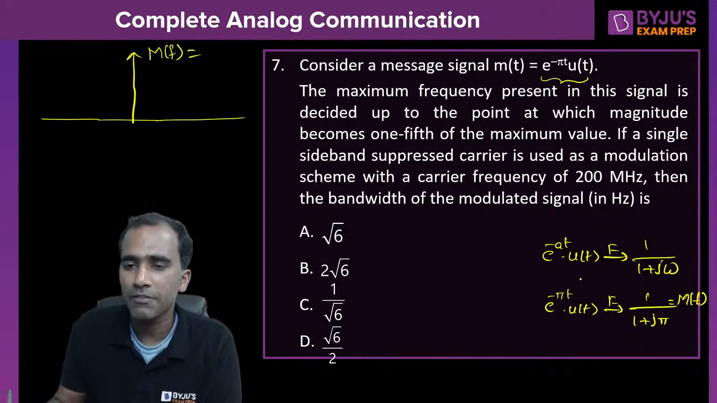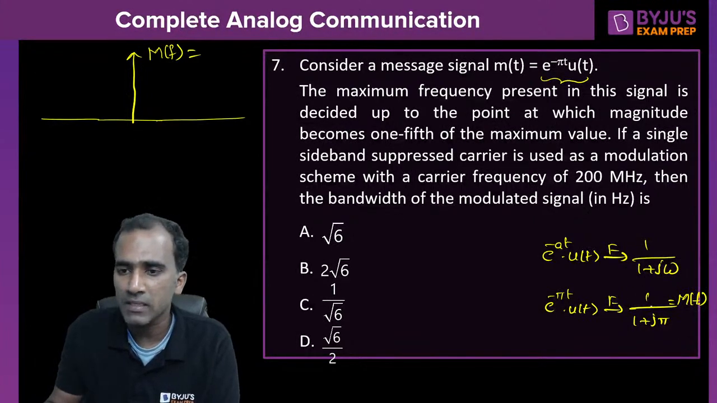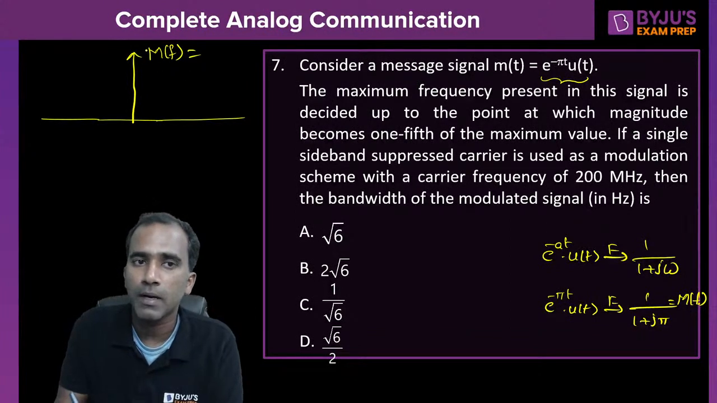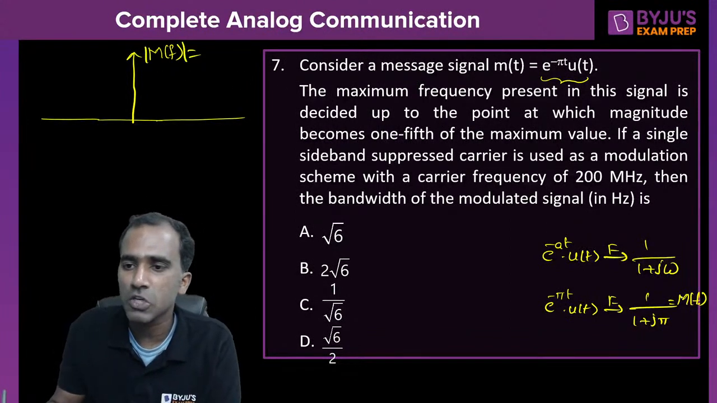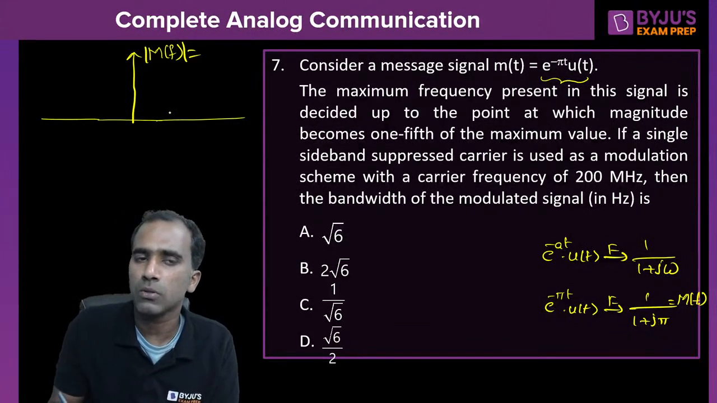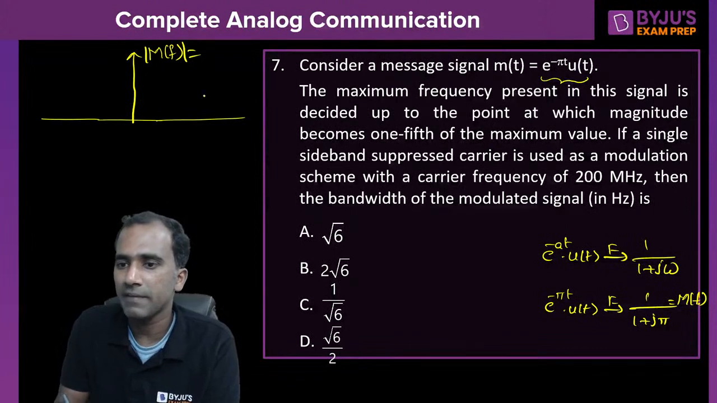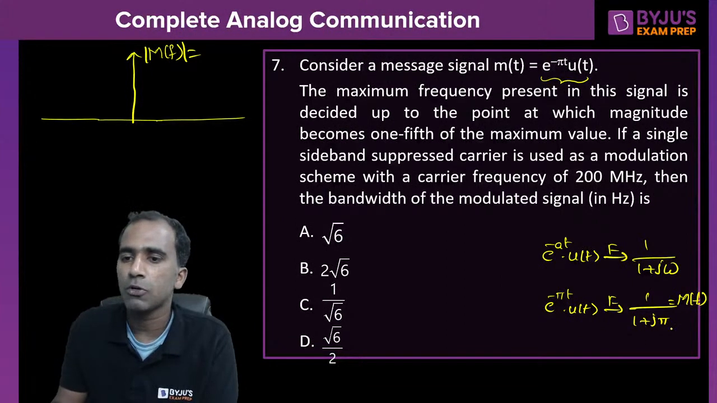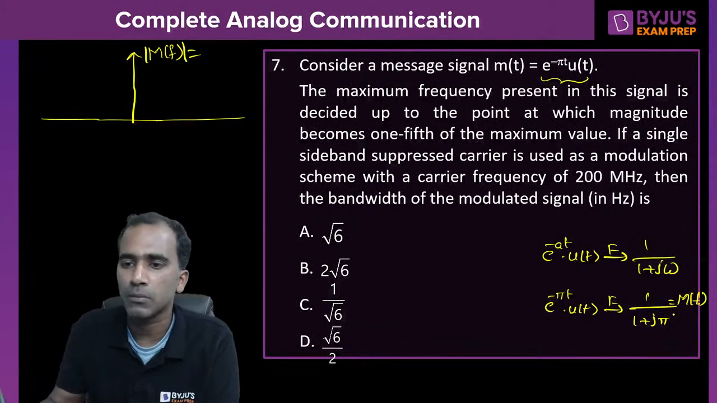If you want to plot m of f, it is complex, so you have to plot the magnitude part and phase part separately. But when we are talking about bandwidth, we are interested only in the magnitude part. If it is real, you can plot the whole thing because its phase part will anyway be 0. Whenever the Fourier transform is complex, plot only the magnitude part when you are analyzing bandwidth, because bandwidth is decided by the magnitude spectrum.